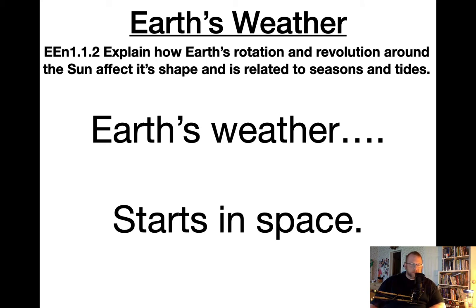Okay? The sun has a very huge impact on Earth's weather. So we're going to talk through a little bit of that, and then as we get into the weather unit a little deeper, then we'll pick up on that a little more.